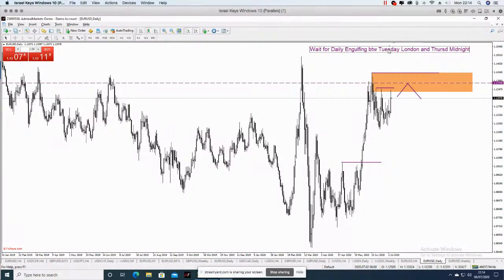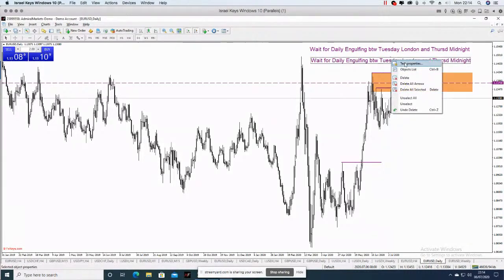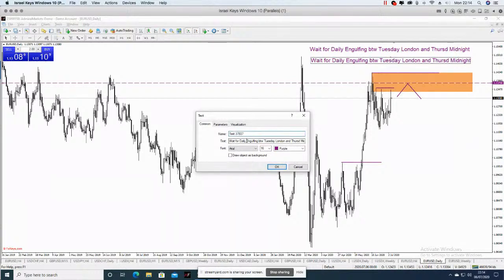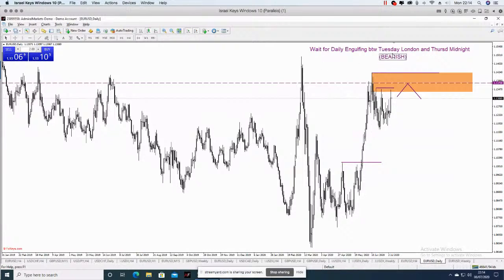And to make it clear, in bracket, bearish. Right? So that's what I'm waiting for. Could be wrong, but that's what I'm waiting for.